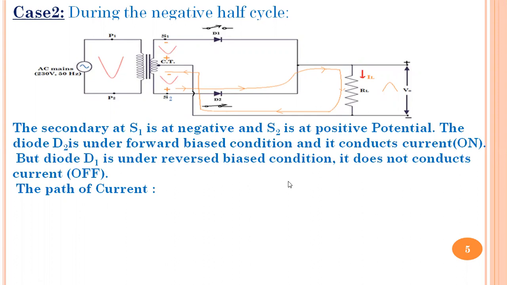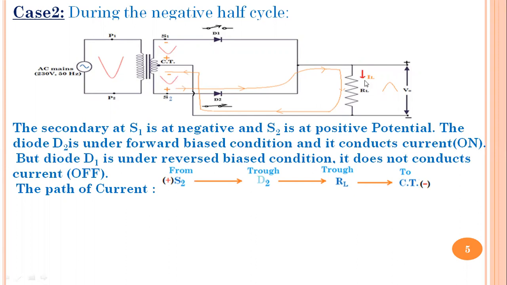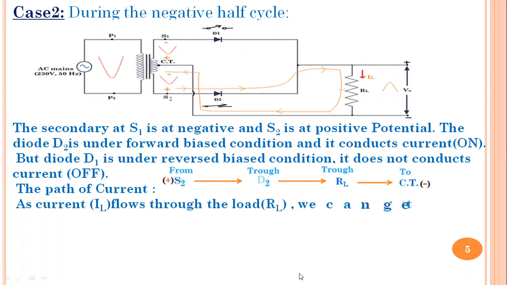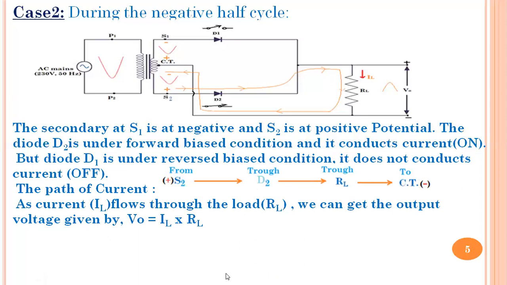The path for the flow of current we can trace once again here. The path goes from S2 to the CT through diode D2 and through the load RL. The nature of the flow of current through the RL is from top to bottom as load current IL. As current flows, as per our discussion, we'll get the voltage VO equal to IL into RL. The nature of this voltage will be the same as that of the previous half cycle. Here the negative half cycle gets inverted into positive as a part of rectification. So current always flows from top to bottom.